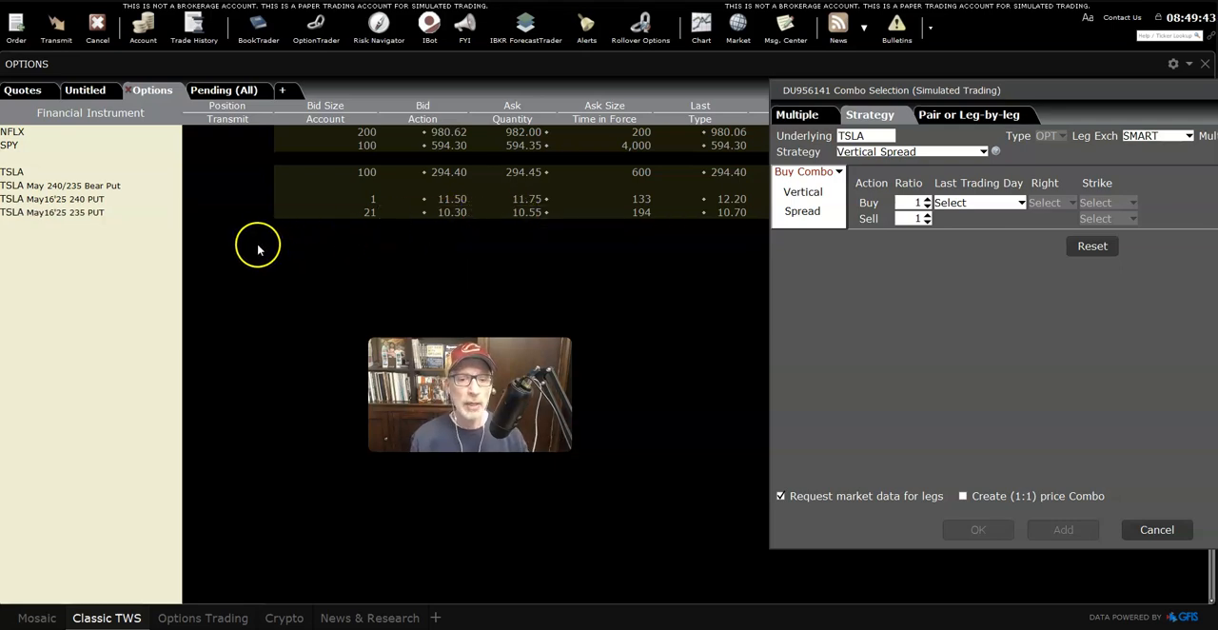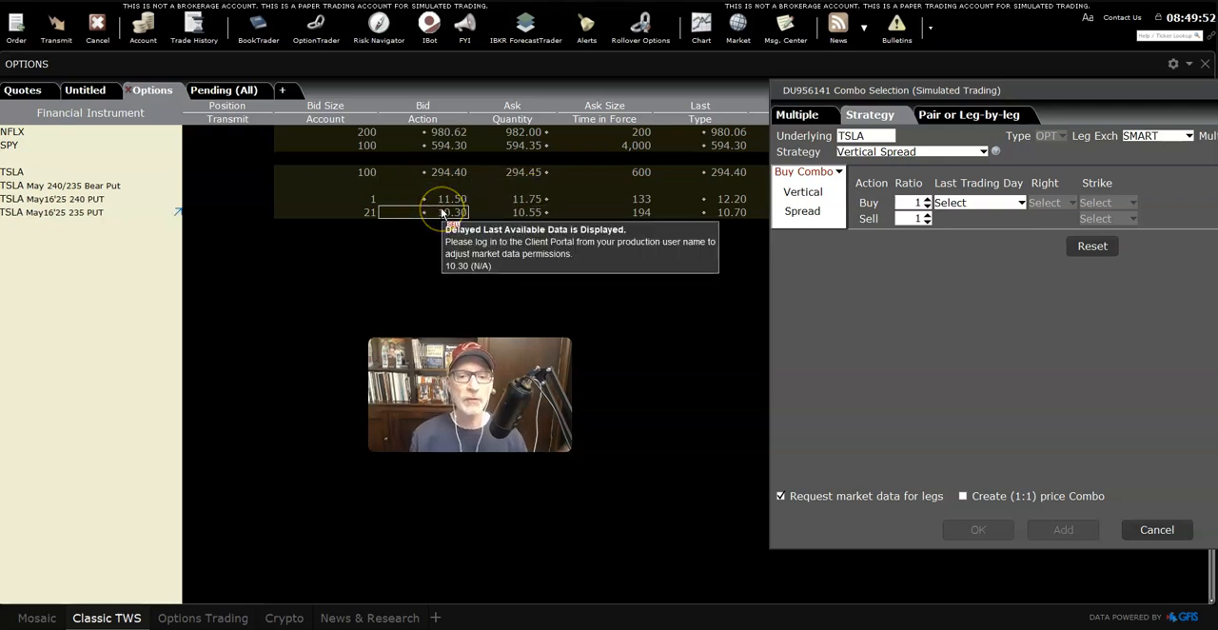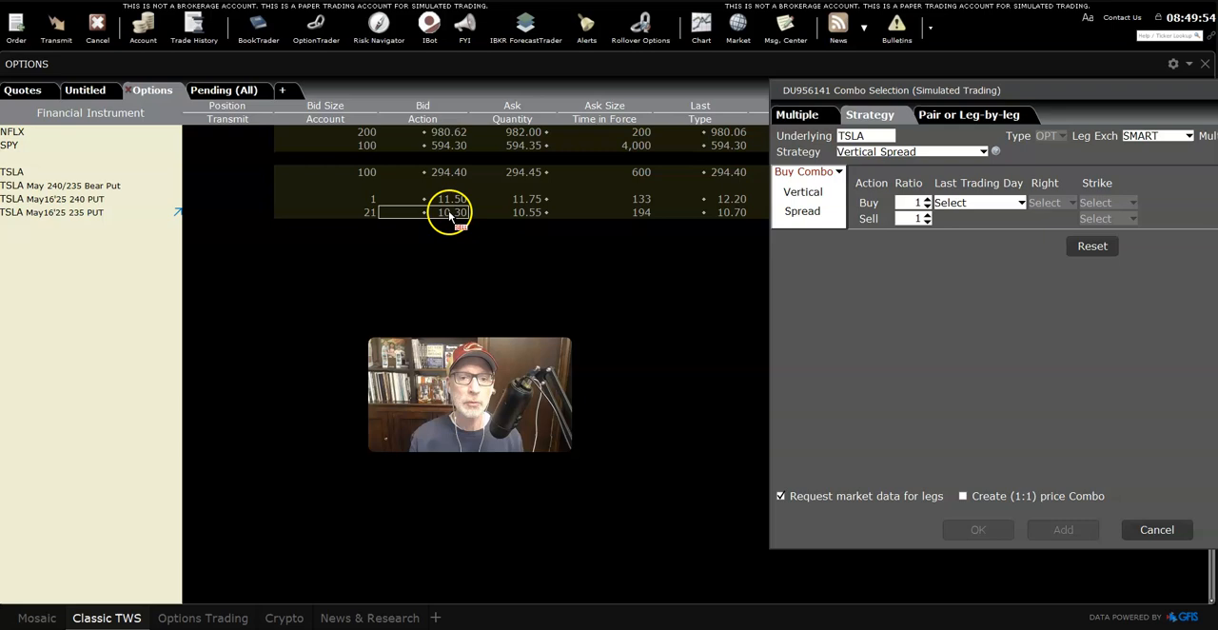Now, when the market is open, this spread line here, which is empty, will also show you a bid and ask price. In this case, if you want to know what the fair value is, you subtract the bids from each other and you subtract the asks from each other. You can see this is worth about $1.20. Subtract 10.30 from 11.50, that's $1.20. And this is also $1.20. So the midpoint of the spread, the fair value of the spread, is about $1.20.